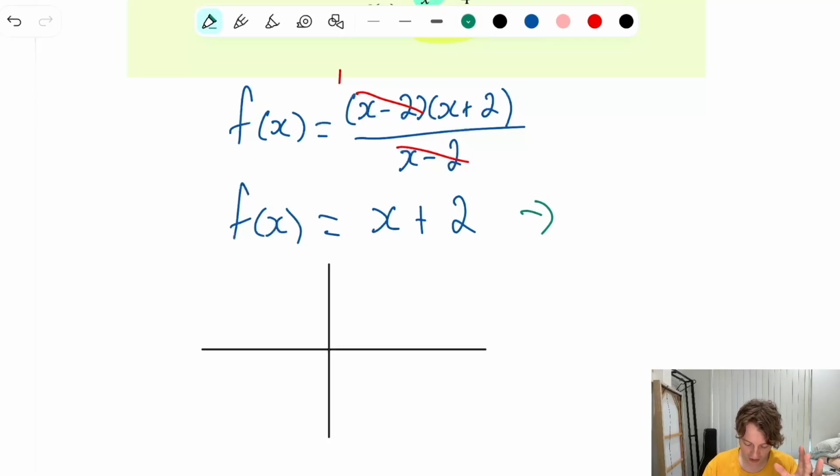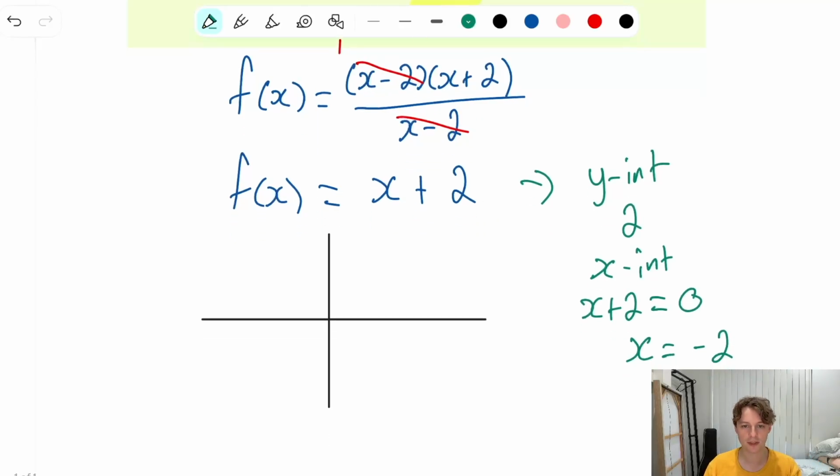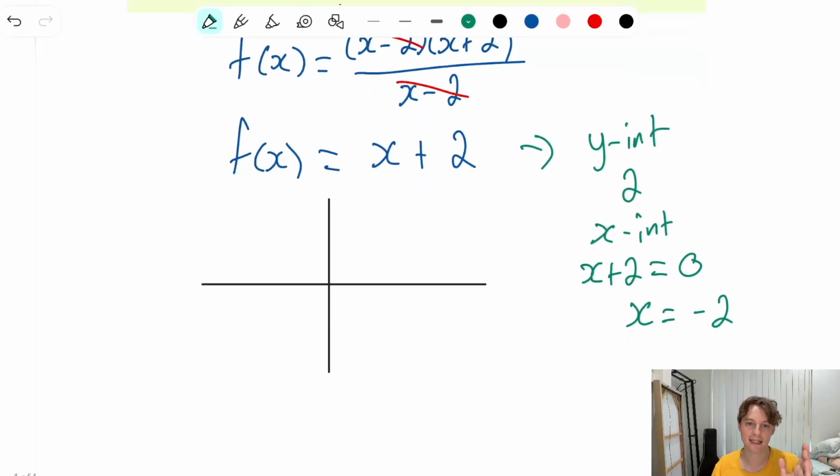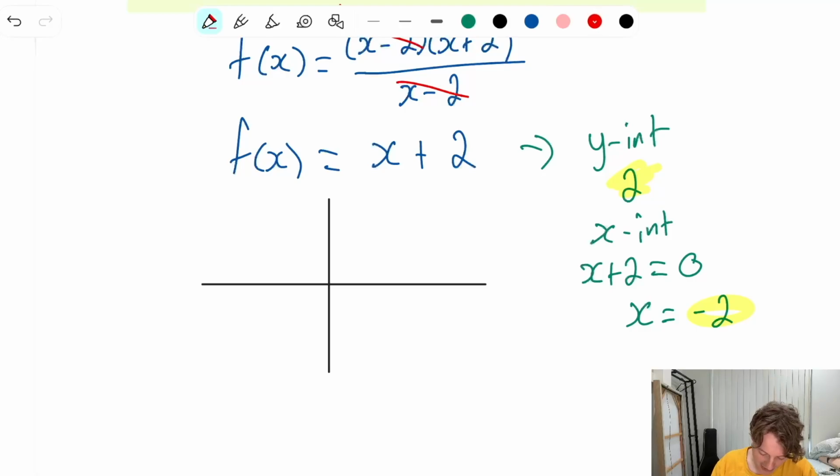My y-intercept is going to be positive 2, and my x-intercept, if I let f of x equal 0 and solve, I wind up with x equals negative 2. Sorry, my head's covering it, but that is my x-intercept right there. So after I identify my x and y-intercepts, I want to come down and draw myself my straight line.